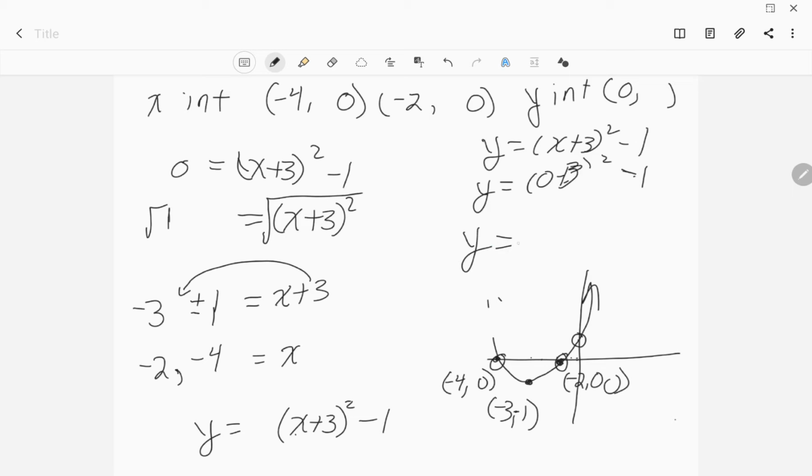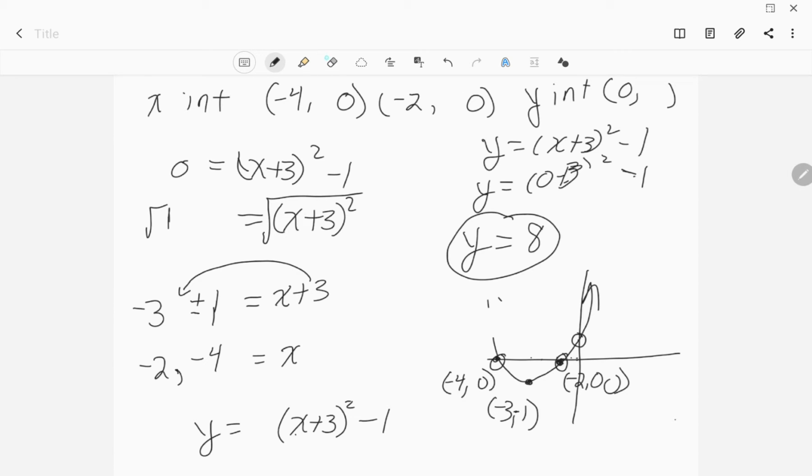If I work that out, 0 plus 3 is 3. 3 squared is 9. And 9 take away 1 is 8. So I end up with y is equal to 8. All right? So that is completing the square. We're going to do another one. That was example 1 on page 127.